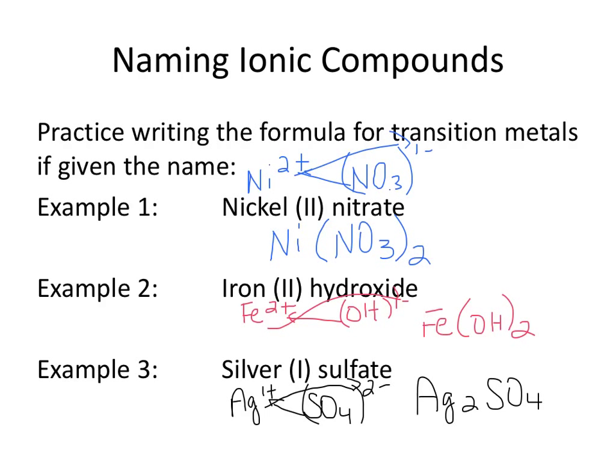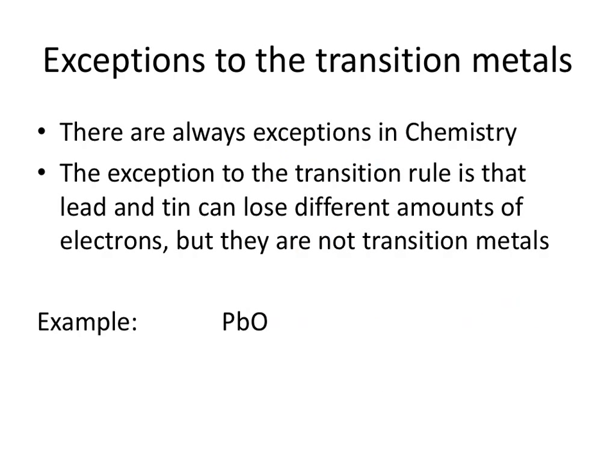There is one last thing that we have to cover. It is exceptions to the transition metals. So I did say all elements from groups 3 through 12 need a Roman numeral, but there are also a couple of other elements that are going to need Roman numerals. They are lead and tin. Lead is Pb and tin is Sn. So anytime you run across these elements, they will also need a Roman numeral in the name.